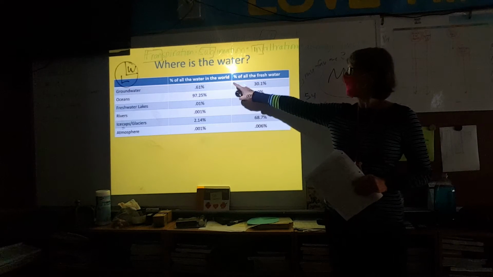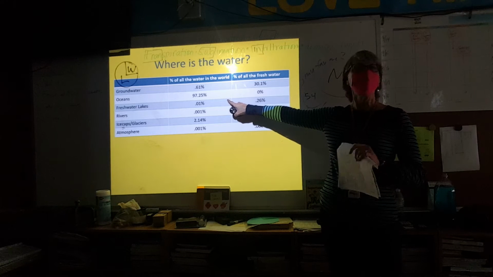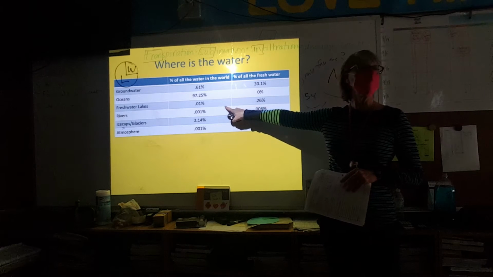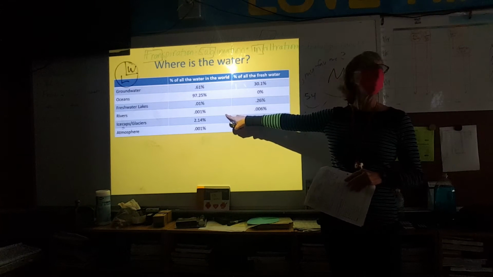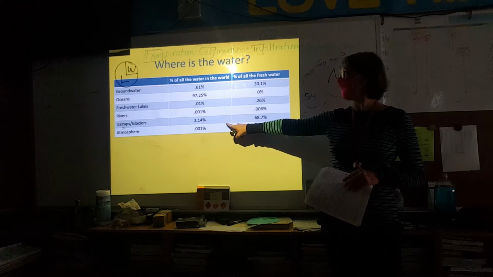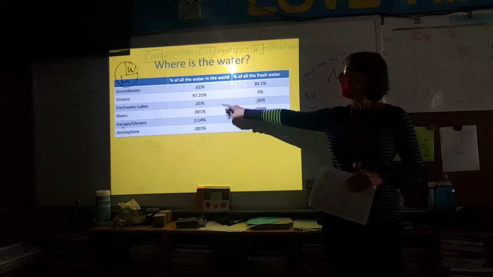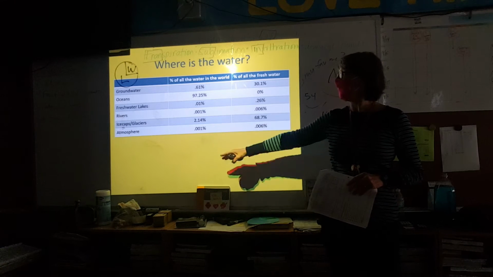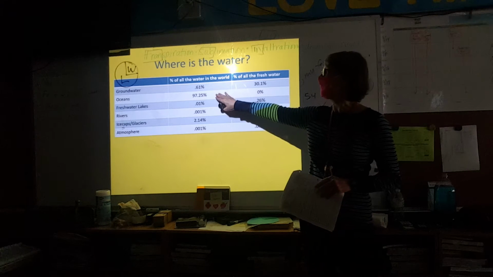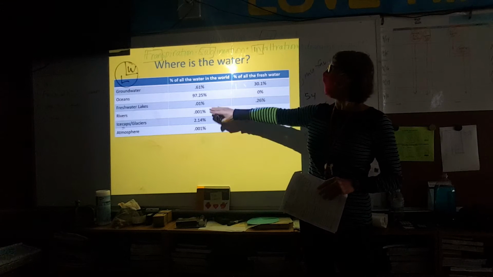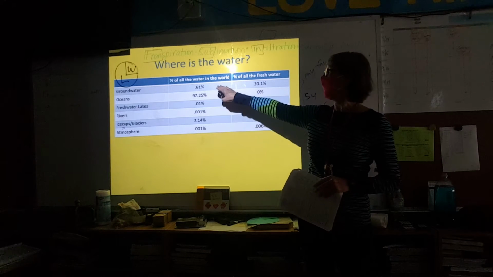Don't write this. Groundwater is 0.61%. Oceans are 97%. Fresh water is 0.01%. Rivers 0.001%. Ice caps and glaciers 2.14%. Atmosphere 0.001%. Where is most of the water stored in the world besides oceans? Ice caps and glaciers, and a fair amount of groundwater.